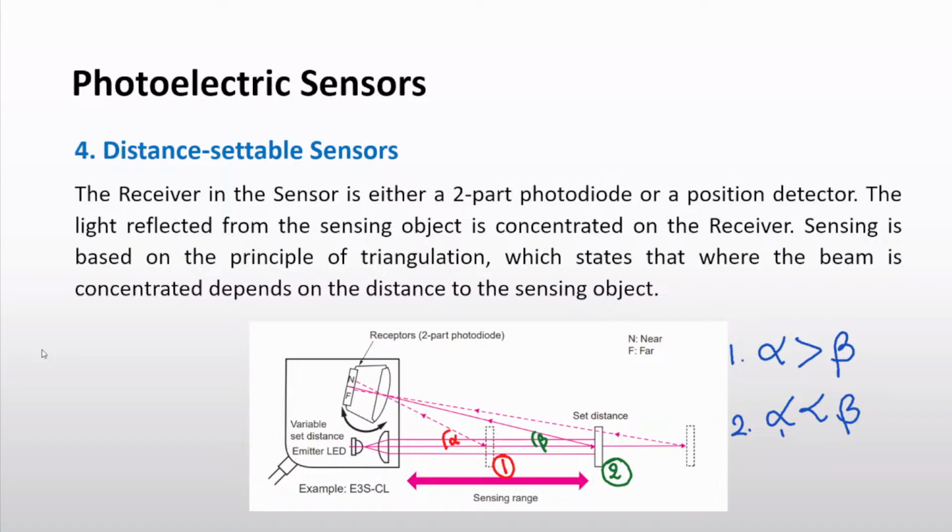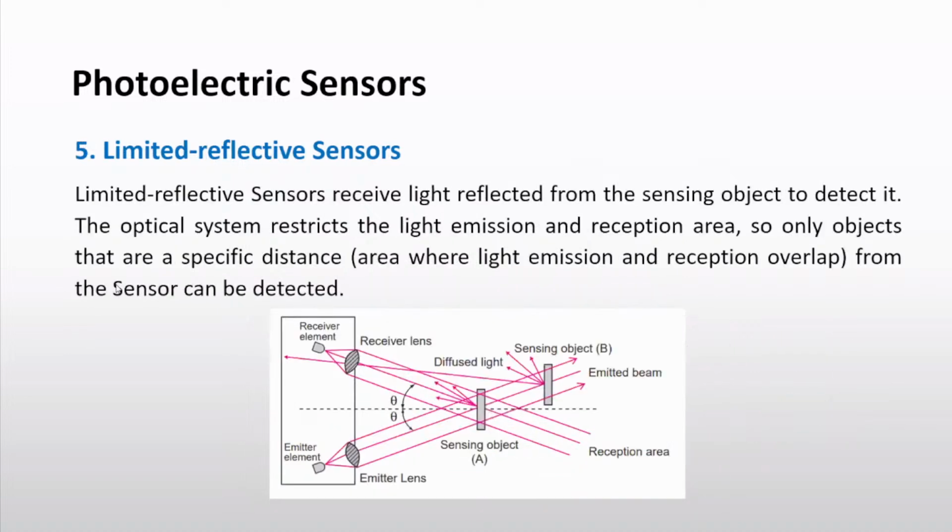So this is the distance settable sensor. So let's move to the next one. This is the final one. This is called the limited reflective sensor. With this one, we can only detect the objects when they are at a specific distance, not like the previous sensors.